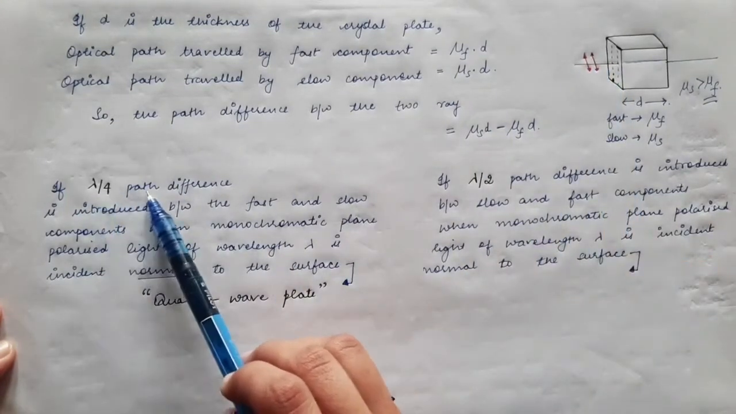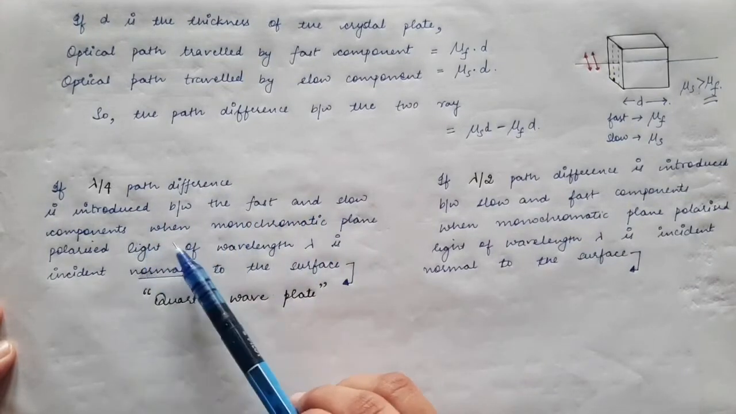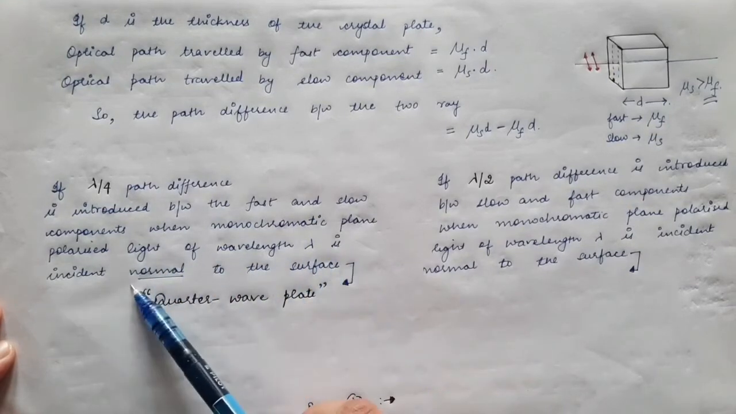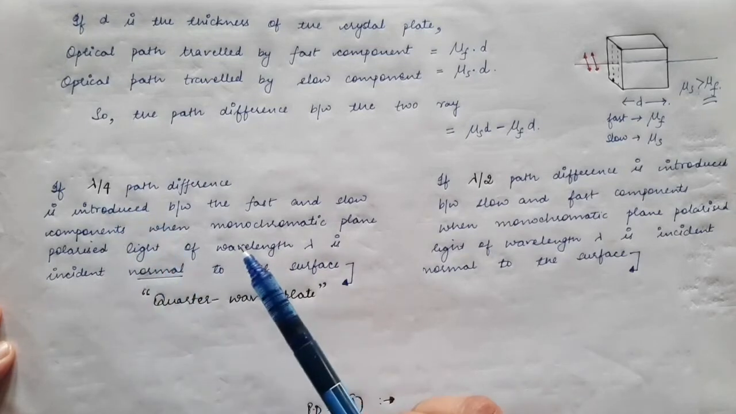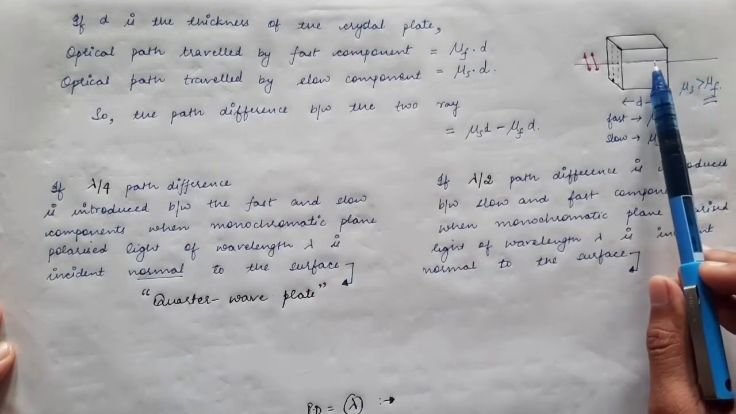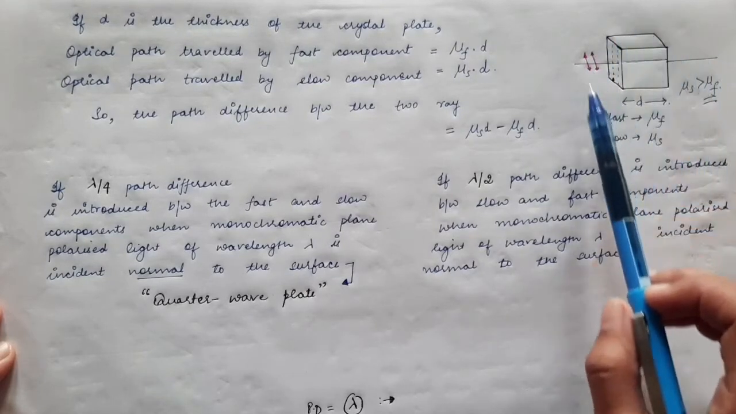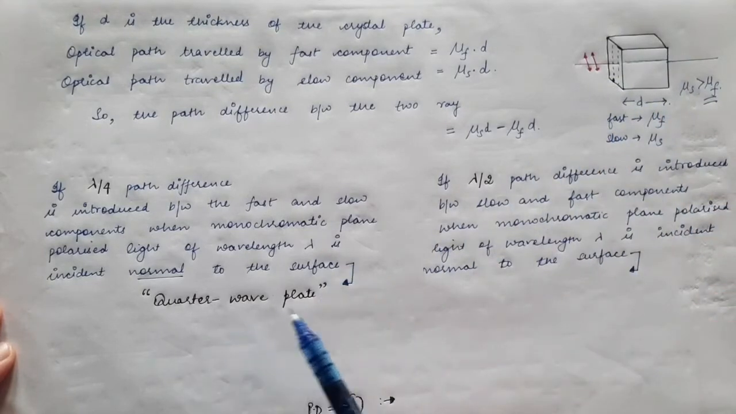So if lambda by 4 path difference is introduced between the fast and the slow components, when monochromatic plane polarized light of wavelength lambda is incident normal to the surface, and they emerge out of the plate, then that particular arrangement, that particular device will be called a quarter wave plate.